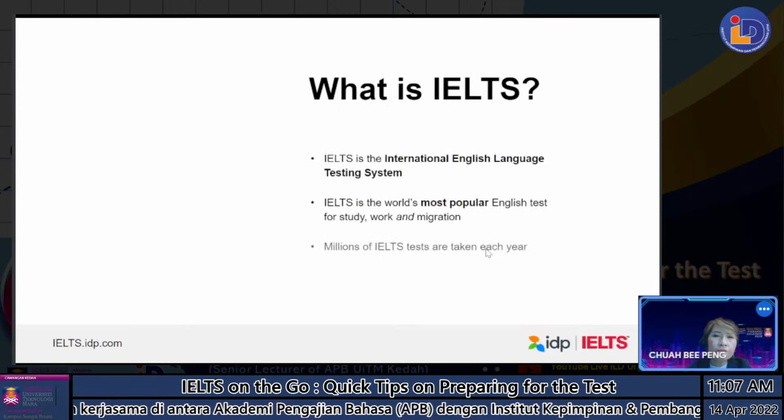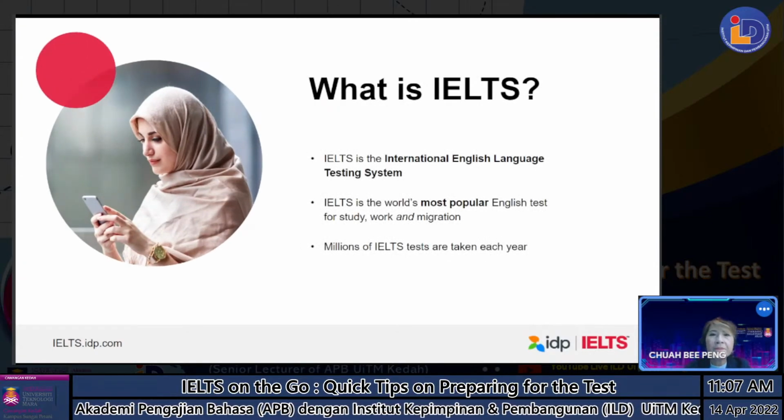So what is IELTS? IELTS is the International English Language Testing System. That is the full name. It is in fact the world's most popular English test for study, work, and also migration. So if you fall into any category of this need, you can actually consider taking IELTS in order for you to move on to your next stage of your life.